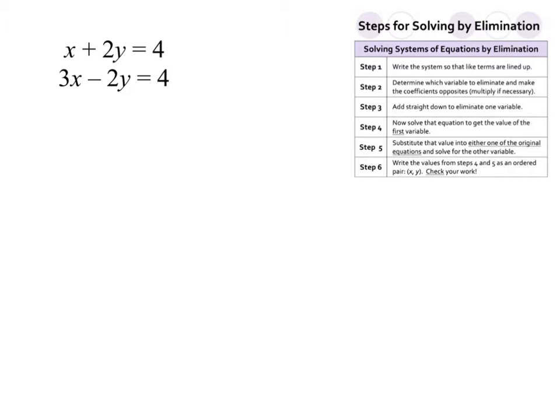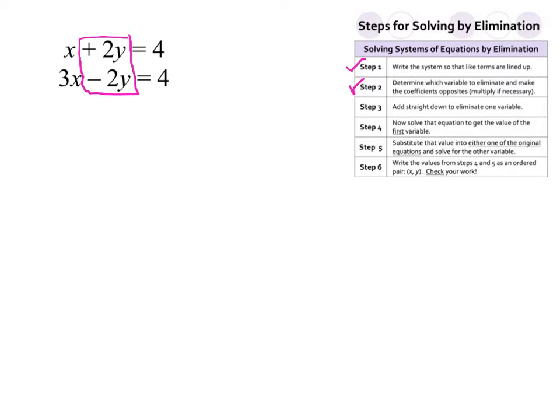Step 1 says write the systems of equations so that like terms are lined up. X's are lined up, Y's are lined up, equal signs, constants. That's already done. Step 2, determine which variable to eliminate and make the coefficients opposites if necessary. Well, I see that positive 2y and negative 2y are already opposites, right? So I'm already done with step 2. I don't have to change anything.